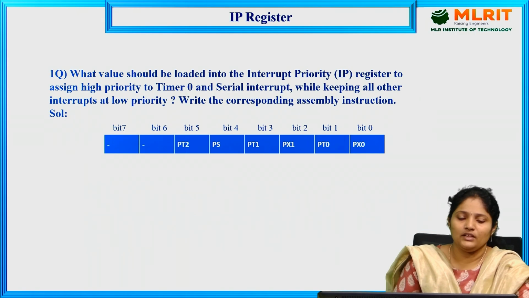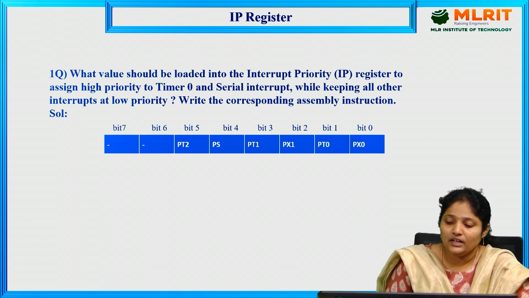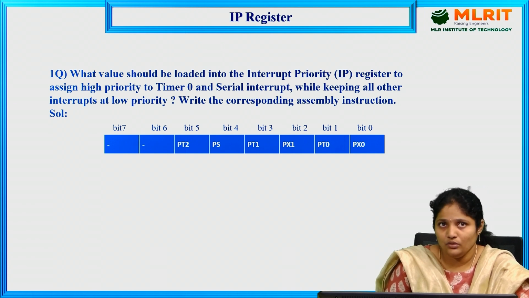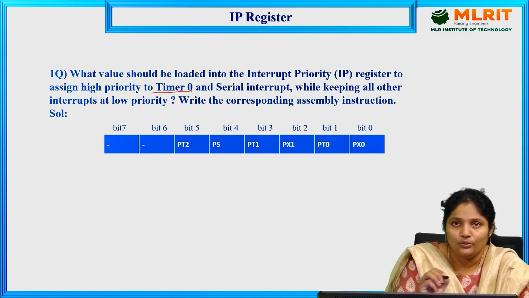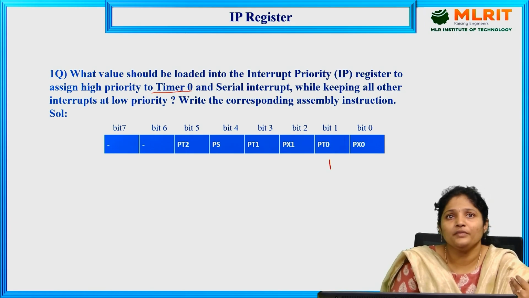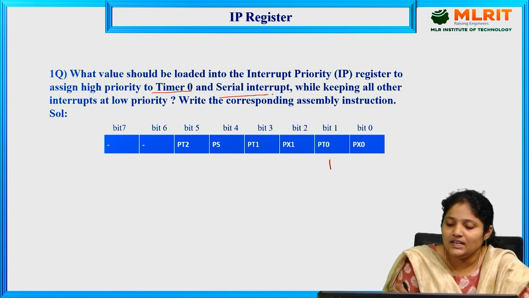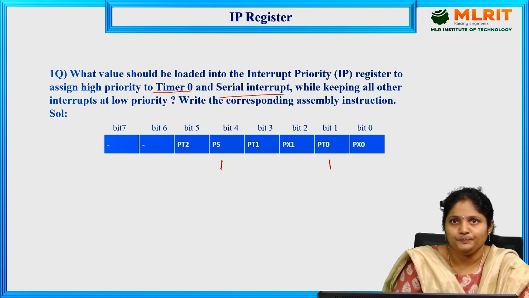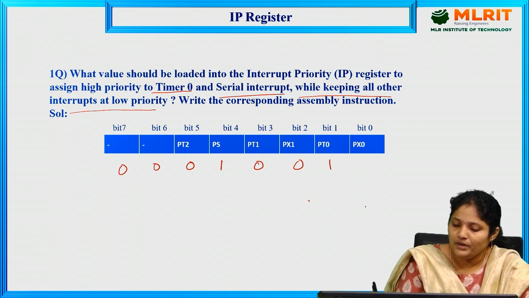Let us see how we will do it. Here they have given a question: what value should be loaded into the IP register to assign high priority to timer 0 and the serial interrupt, while keeping all other interrupts at low priority? PT0 is the timer 0 interrupt, so to set priority for timer 0 we need to keep it as 1. For the serial interrupt, we also need to keep 1. The remaining interrupts need to be low priority.